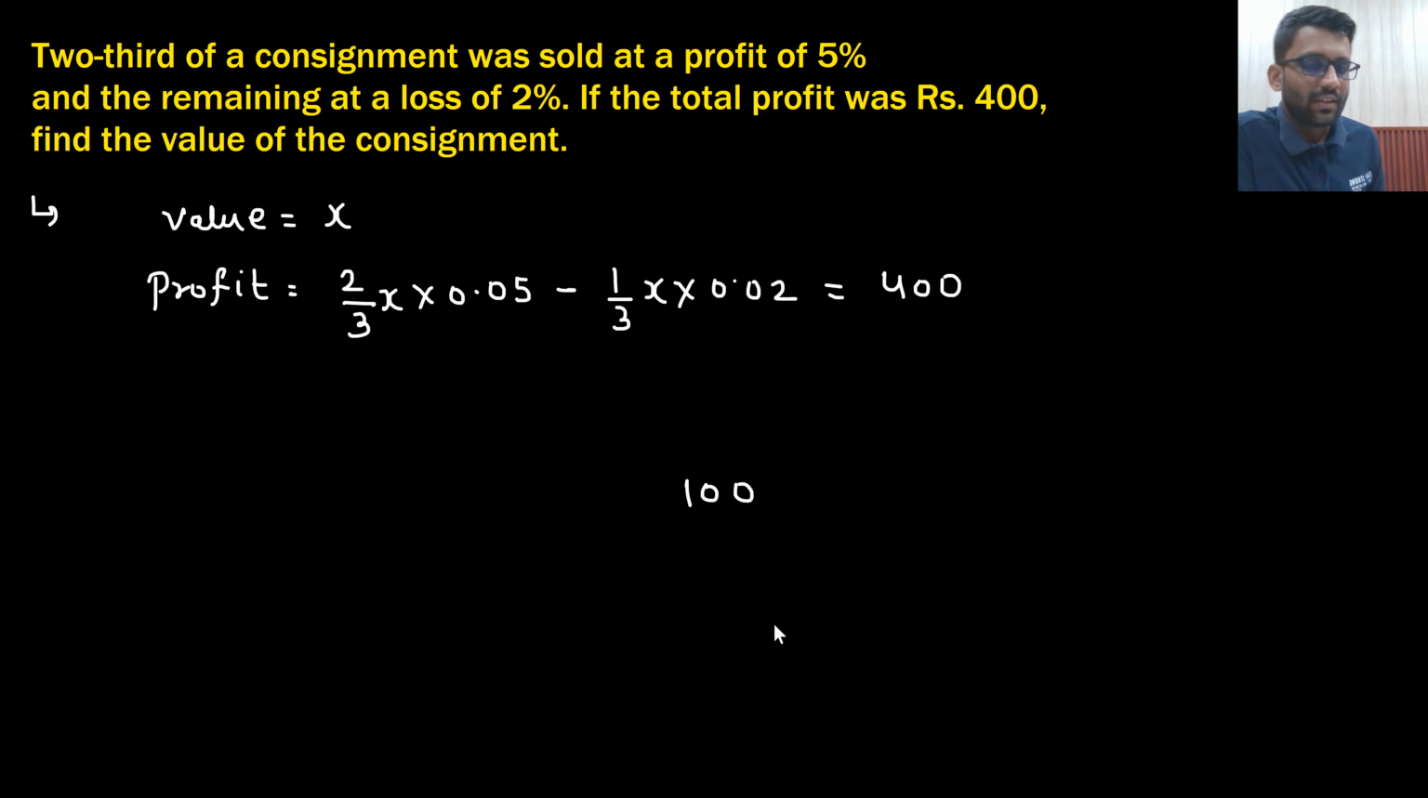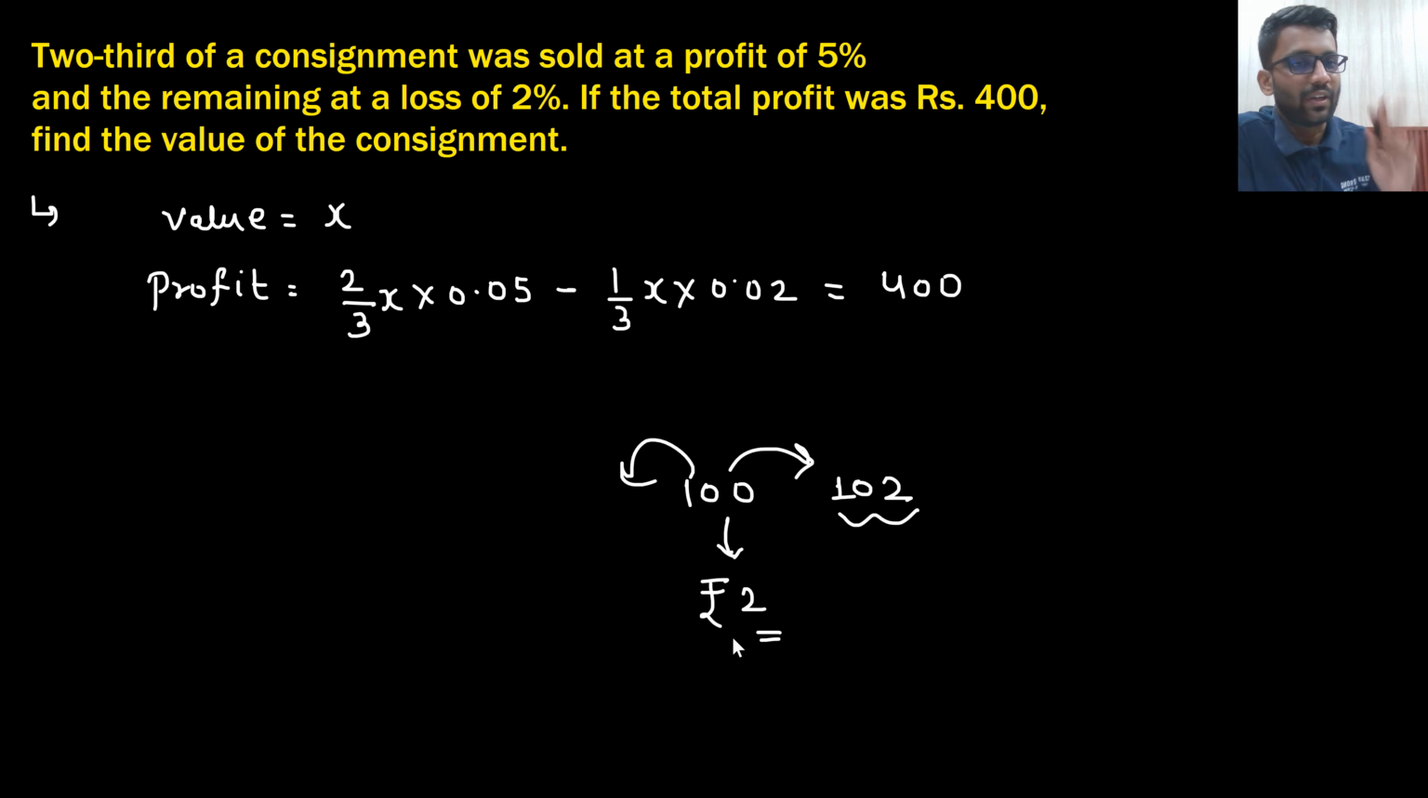Let's say I have something of 100 rupees. I sold that thing at a profit of 2%. That means how many rupees will I be getting? 102 rupees. And what is my profit? Rupees 2, so 2% of this. I am just calculating the profit.